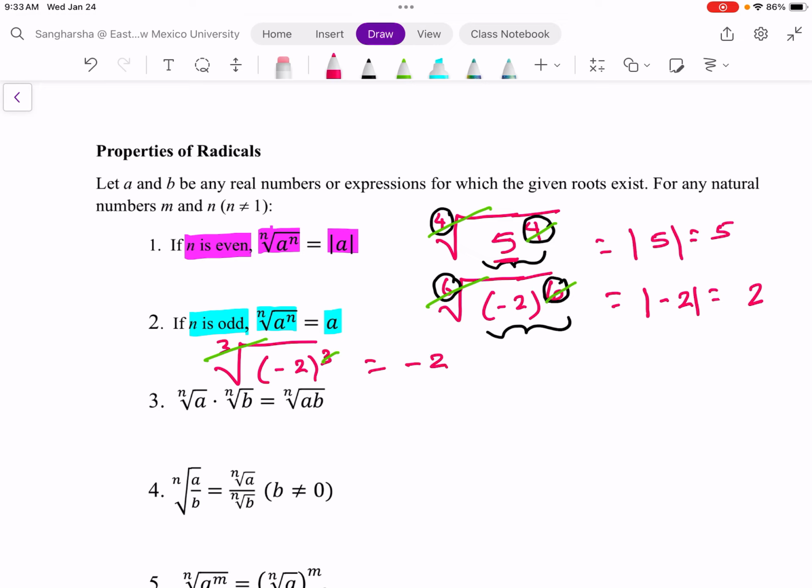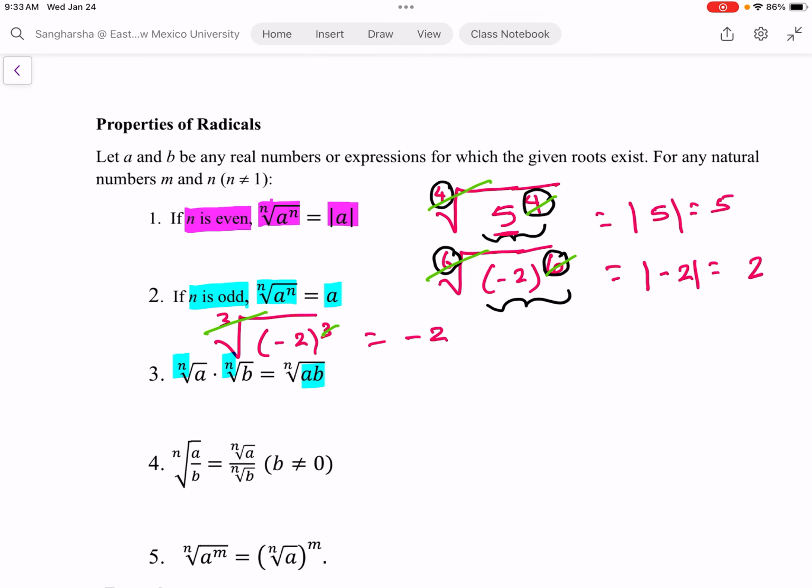There is no absolute value if we have an odd index. If it's an even index, then we have the absolute value. If it's odd, then there is no absolute value. The next property: if we have the same index, then we can multiply our radicands together. So we have the same index and we can multiply our radicands together.